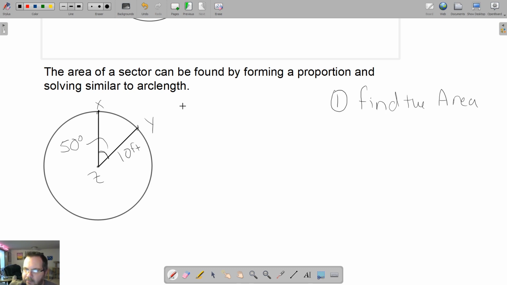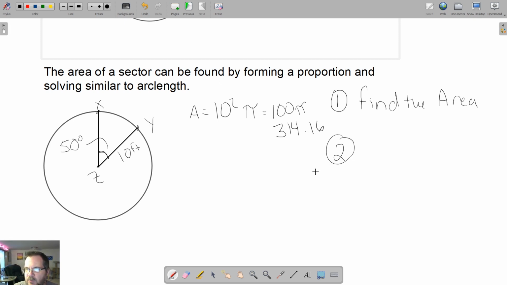So the area in this case would be equal to 10 squared times pi, which is 100 pi, or as a decimal, it would be 314.16. And if you just use 314, your math is going to end up being okay. So that's step one, is find the area.